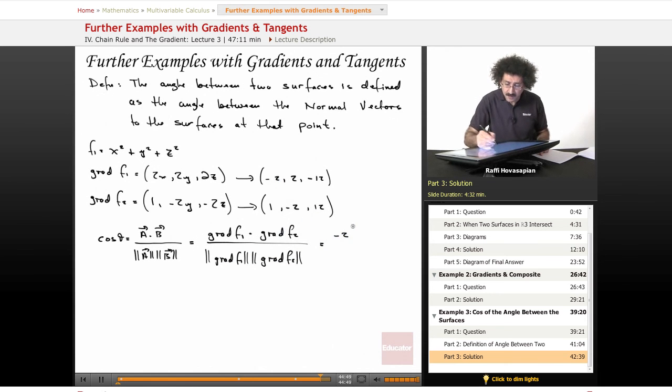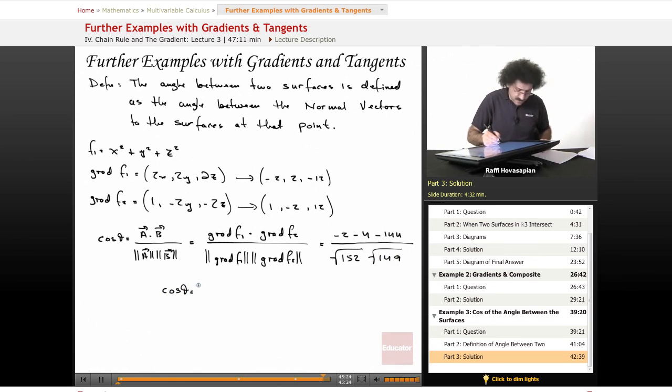The gradient of f1 dotted with the gradient of f2 is just this dotted with that. So we get minus 2; 2 times minus 2 is minus 4; 12 times minus 12 is minus 144. Then the norm of the first is 4 plus 4 plus 144, so radical 152. The norm of the second is 1 plus 4 plus 144, radical 149. So cosine of theta is minus 150 over that, which works out to about minus 0.9967, which is what we wanted. And if you want theta itself, it's about 4.67 degrees.